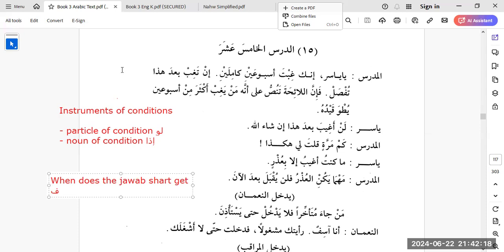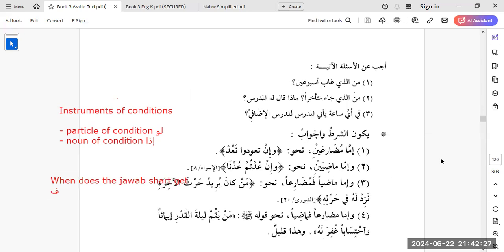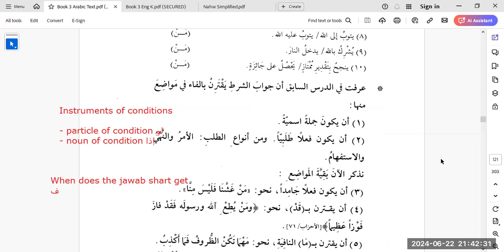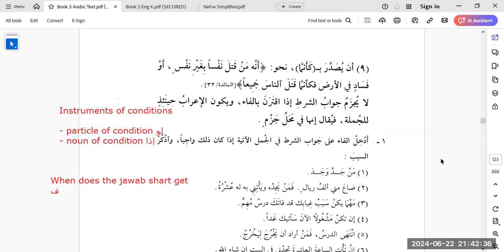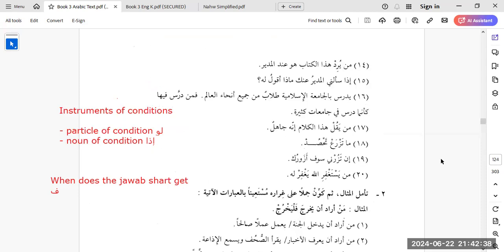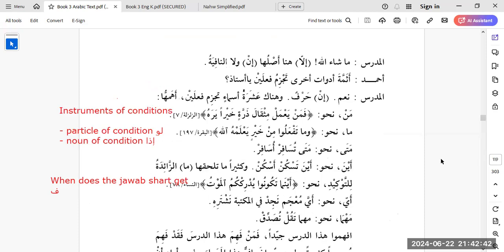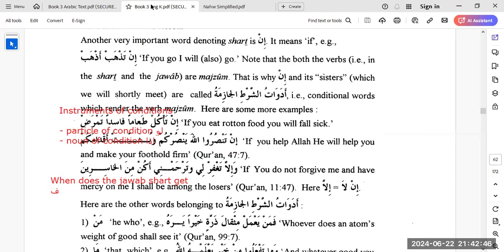Lesson number 15. But straight away, let's go to the exercises here, and in the exercises, Dr. Abdurrahim will tell us more details about it. All right, we'll come to this later on. What we will first do is we'll first try to build our understanding of shart and jawab shart. All right. So we'll read it from here.